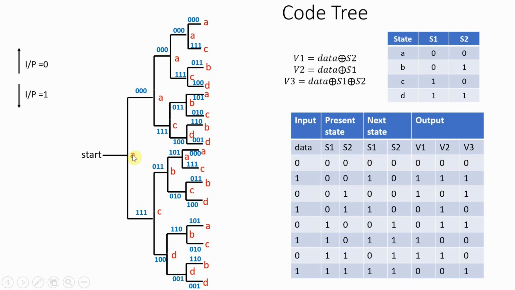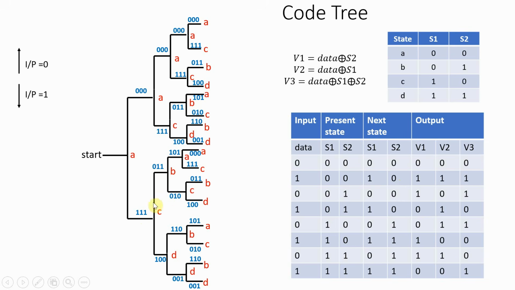Now when we are in state A and input 1 arrives, if you look at this table, the next state is 1 0, which is state C, and the corresponding output is 1 1 1. So when we are in state A and input 1 arrives, we go downwards and the next state is state C, corresponding output is 1 1 1.